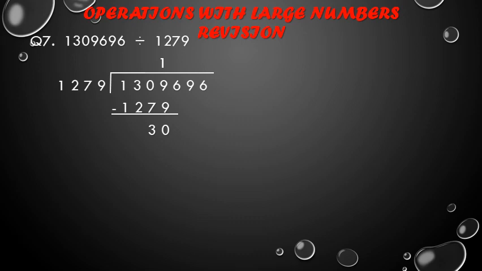So 1279 multiplied by 1 gives 1279, and now we subtract 1279 from 1309. We get 30. Now 6 will be carried down, and now we have the number 306, but we cannot divide 306 by 1279, so we have to write 0 in the quotient, and then we have to carry down one more digit, that is 9 from the dividend, and now the number formed is 3069. So now we can divide 3069 by 1279. So 1279 multiplied by 2 gives 2558. So now we subtract 2558 from 3069.